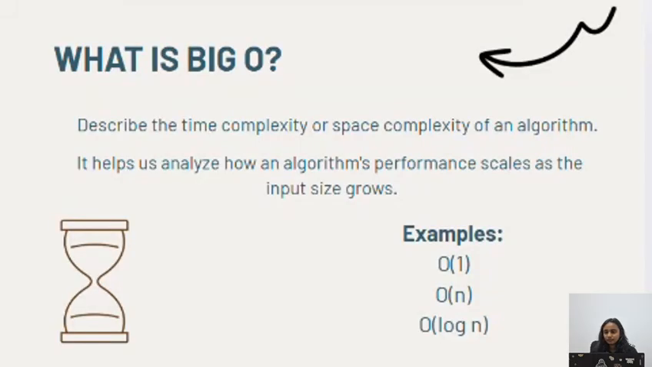In this episode, we are going to talk about time complexity. What is big O? Big O notation describes the time complexity, how fast an algorithm runs, and space complexity, how much memory it uses in the worst case scenario. It helps us analyze how an algorithm's performance scales as the input size grows. So, here are some examples for big O.